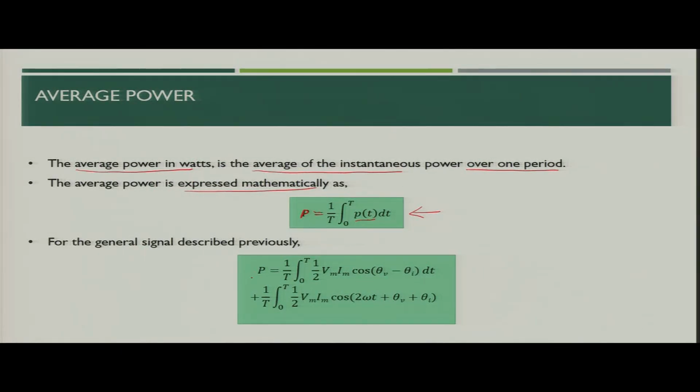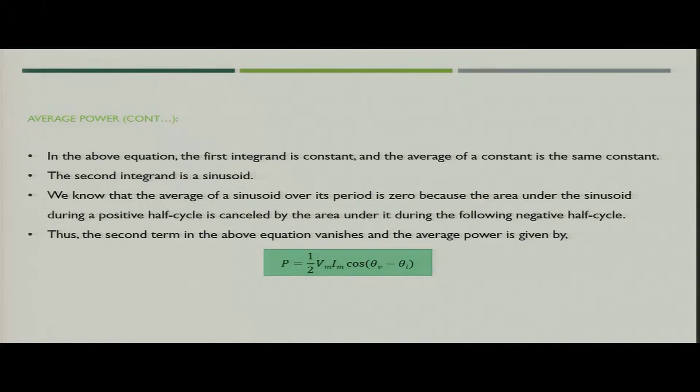So, we can write average power is nothing but 1 over T, integral from 0 to T, of 1 by 2 Vm Im cos(theta V minus theta I) dt, that is for the constant term, and then similarly we can write 1 by T, integral from 0 to T, of 1 by 2 Vm Im cos(2 omega t plus theta V plus theta I) dt. With this you can calculate the average power.